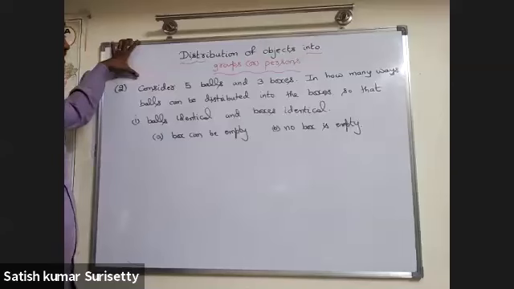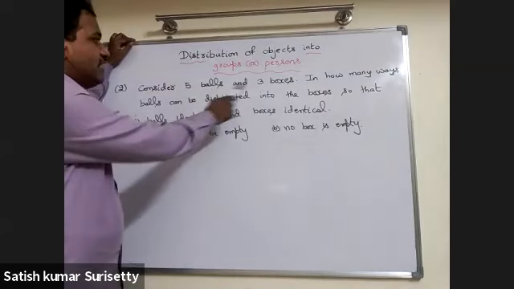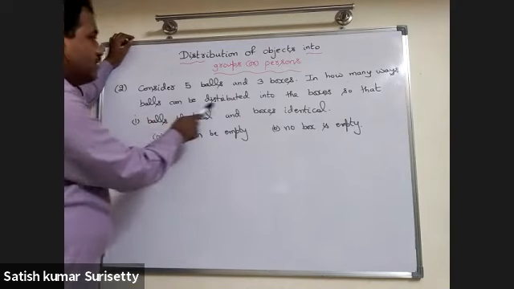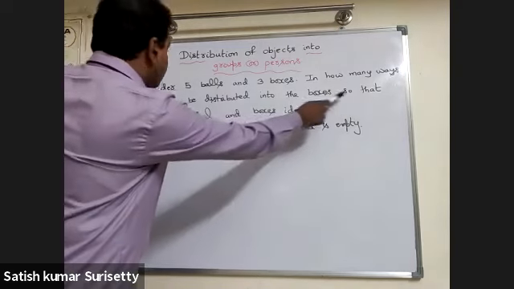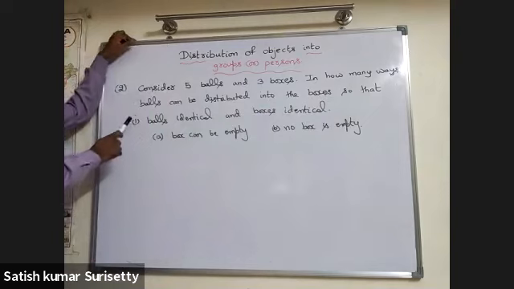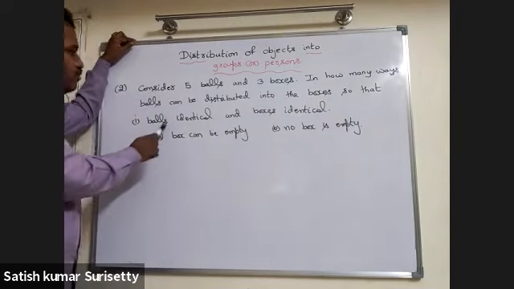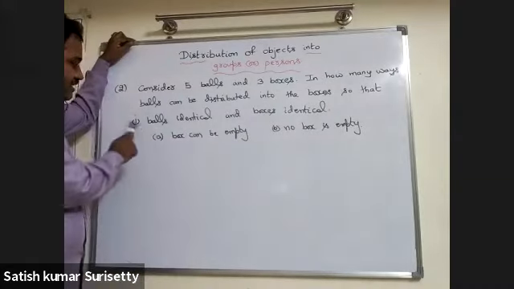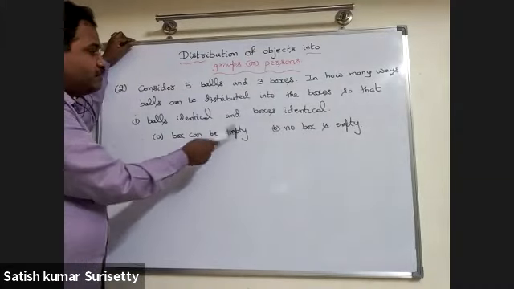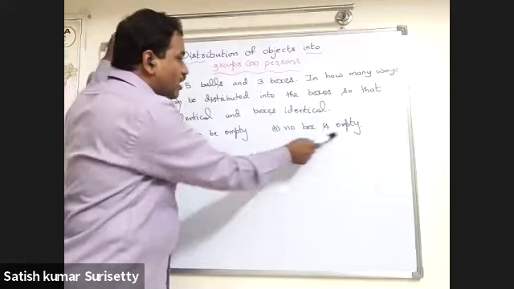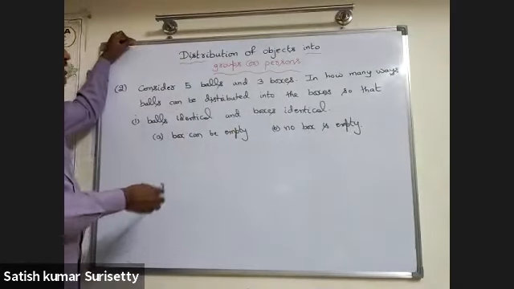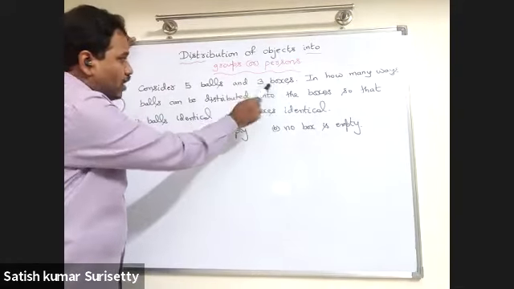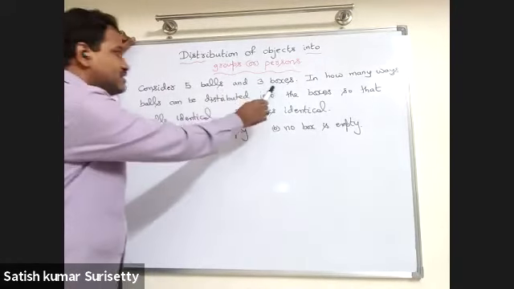So another problem is: consider 5 balls and 3 boxes. In how many ways can the balls be distributed into the boxes so that, in the first bit, balls are identical and boxes are also identical. In this A bit, a box can be empty. Second bit, no box is empty. That means you are distributing the 5 balls into 3 boxes. The balls are identical and boxes are also identical.